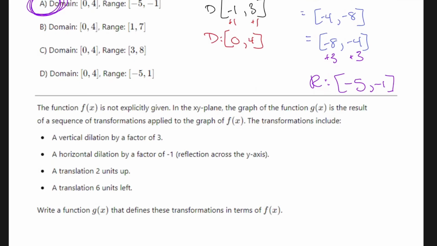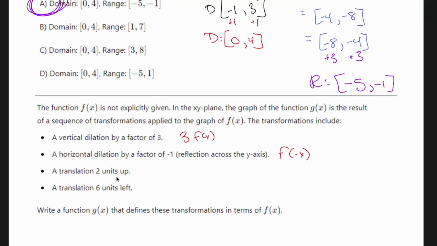I really don't. A function f of x is not explicitly given. That means when they give it to you, they're not going to be explicit. In the xy plane, the graph of the function g of x is the result of a sequence of transformations applied to the graph of f of x. Vertical dilation by a scale factor of 3. So something like this is going to happen. Horizontal dilation by a factor of negative 1. So this is going to happen.